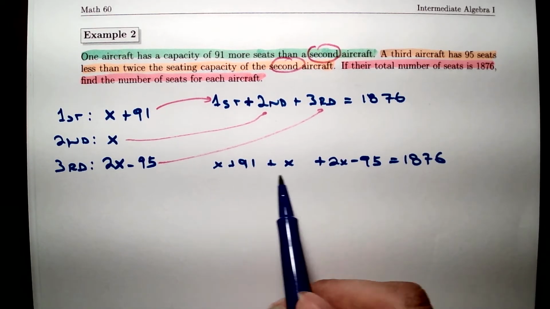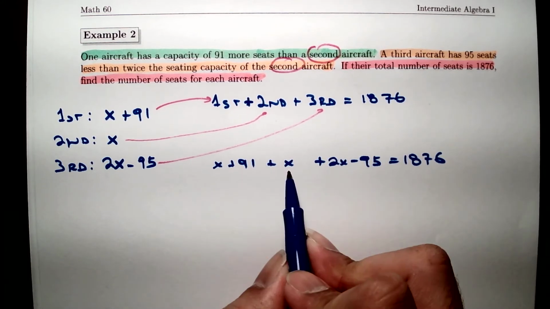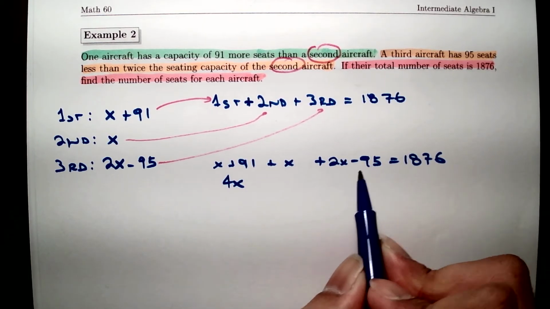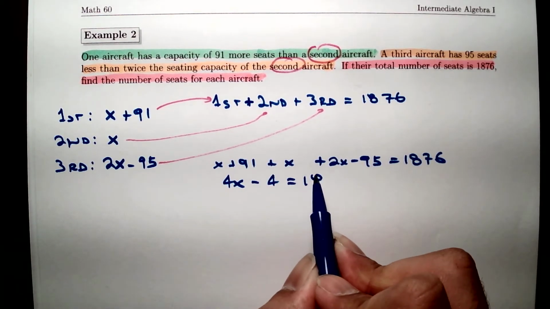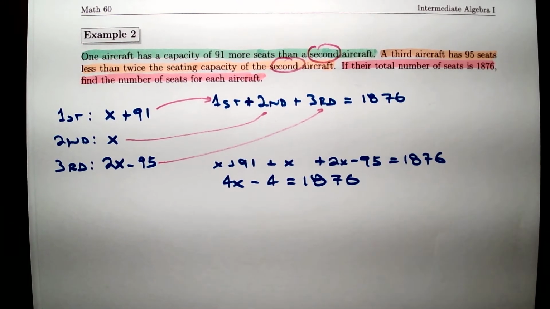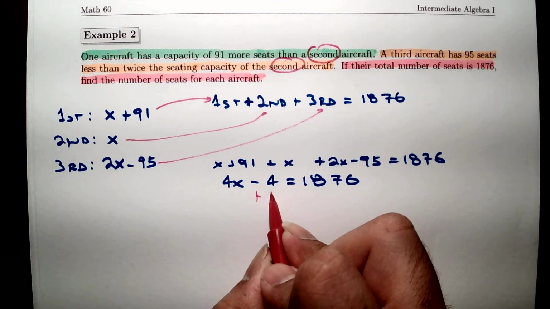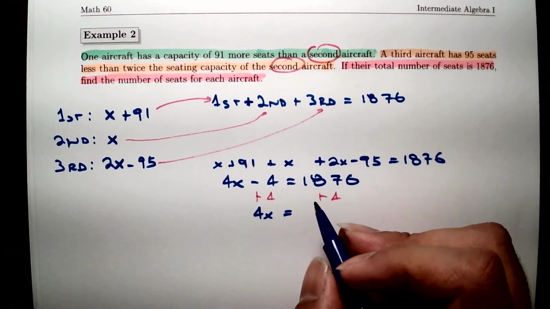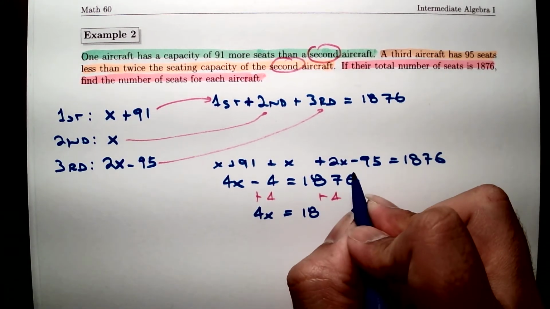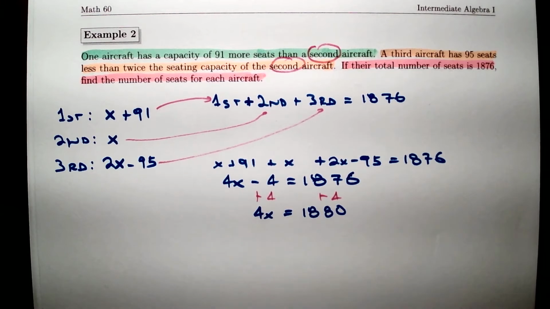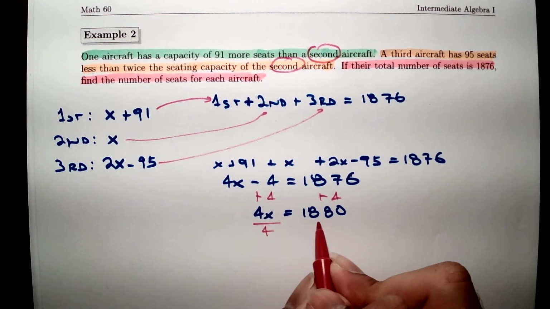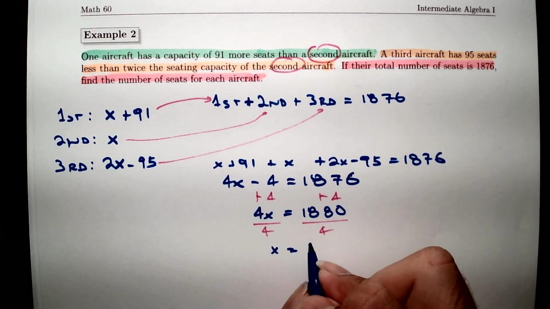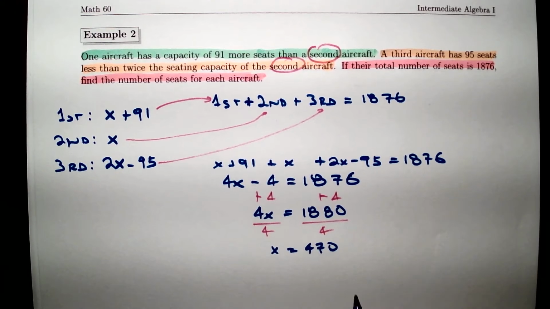Alright, so combining the x's together, x plus x is 2x, plus 2x, that's 4x. And 91 minus 95, that's negative 4, equals 1876. So now let's solve the equation by adding 4 to both sides. That gives us 4x equals 1880. And divide both sides by 4 to get x equals 470.